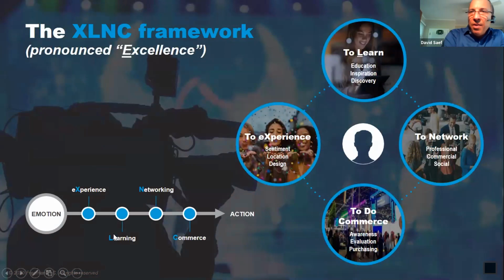This is a model that we've got. It's a little bit of a play on words. It's the excellence model, XLNC. Why do attendees and audiences engage with you? Because they're either seeking to learn, network, do business, or have an experience. The Chicago Auto Show is a great example of an experience. People don't buy a car at the Chicago Auto Show, but they experience the cars. A lot of them go out and buy cars. That's what ride and drives are all about.